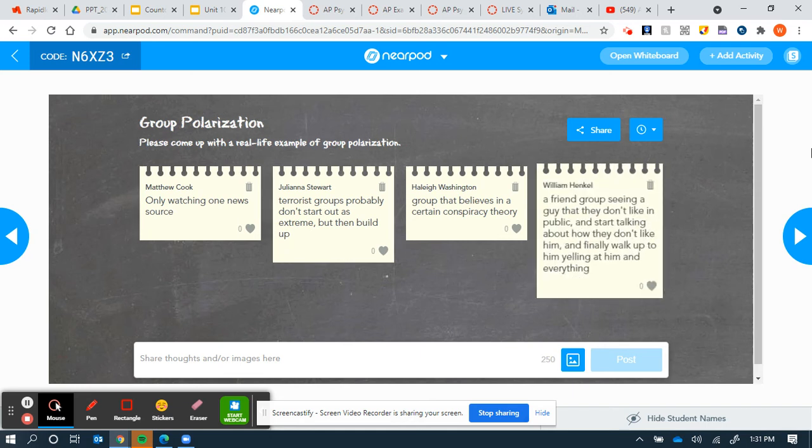Group polarization can be dangerous because it can lead to people acting in violent ways. A friend group seeing a guy they don't like in public and then starting to talk about how they don't like him. Okay, yeah.